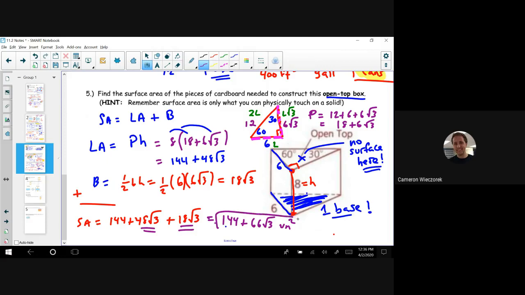The problem also didn't say whether or not to use exact form or to round, so if you were to type this in and round it, 144 plus 66 rad 3 would be 258.3. That's just a matter of typing it in. And on a quiz or a test or on Math Excel, it would make it very clear to you what specifically it would want, exact form or rounded form.